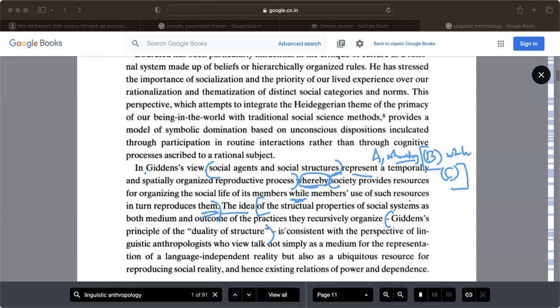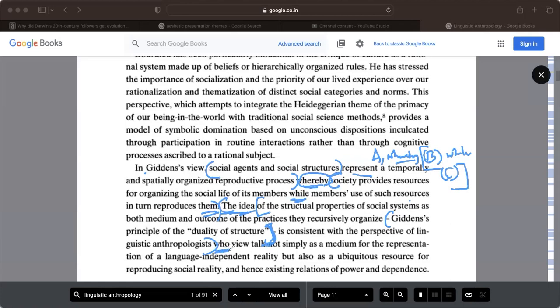The idea, whatever that idea is, once you have to understand what the idea is, which is this repetition of the previous sentence, this idea is consistent with, now remember this expression consistent with, because you're going to see this a lot in academic language. Something A is consistent with B means A agrees with B, okay, or A and B are similar. So this idea that society is our medium and society is also what we produce when we are living our social life, that idea is consistent with the perspective of linguistic anthropologists. This sentence actually ends here, okay?